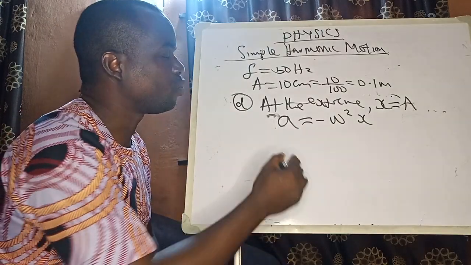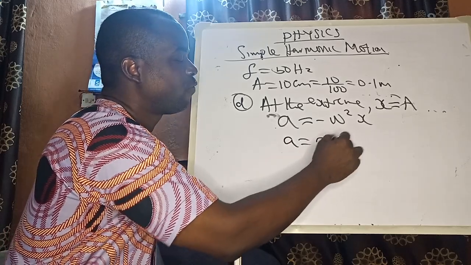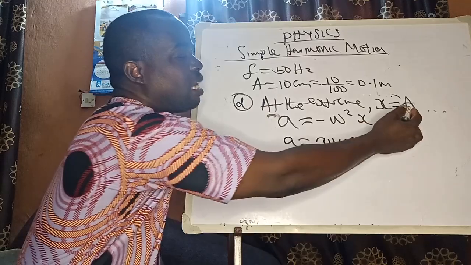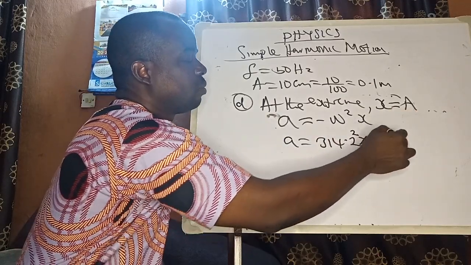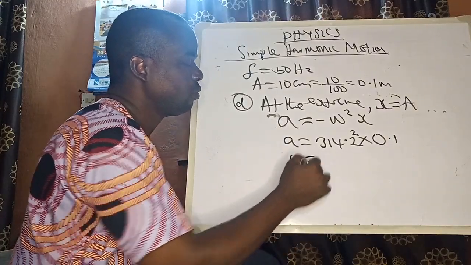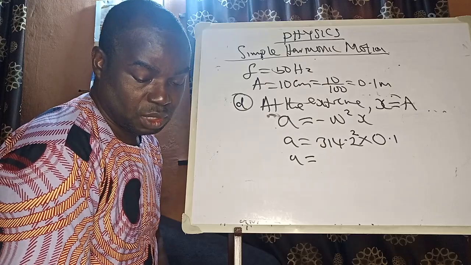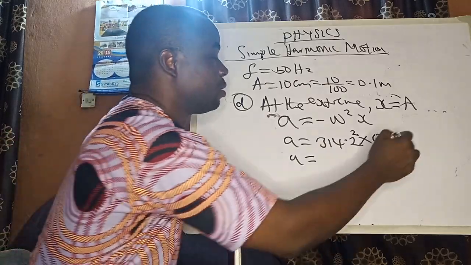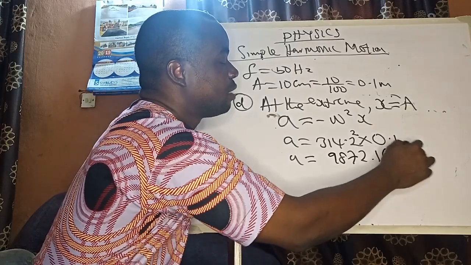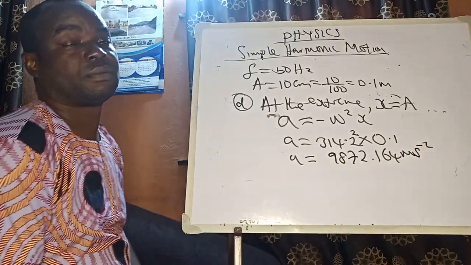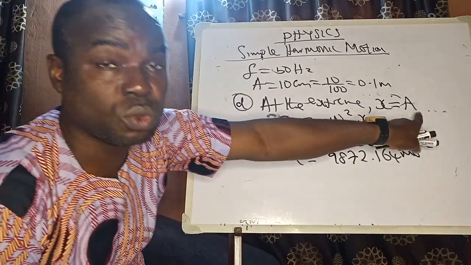So for us to now solve it, what's our w? 314.2. Our x is now a, and our a is 0.1. So it means 314.2 squared times 0.1. If you now solve it, you get the same answer we got before: 9872.164 meters per second squared. Are we following? So please at the extreme know what to do. X is equal to a.